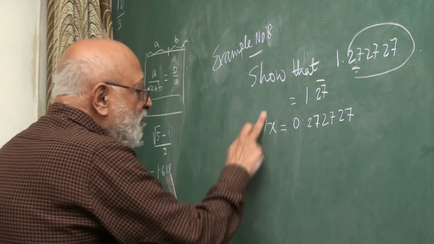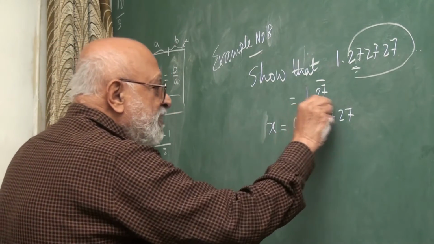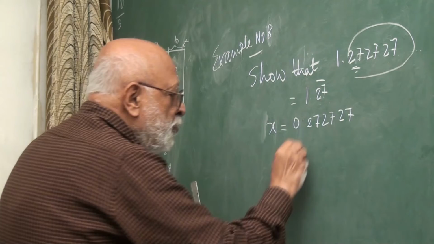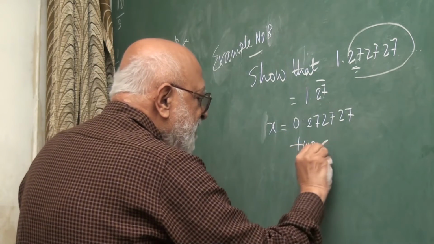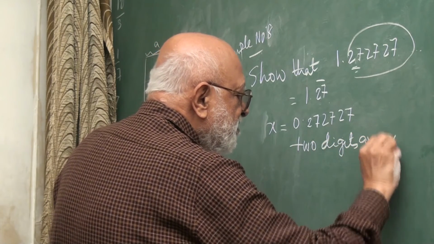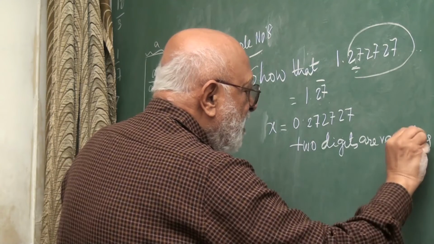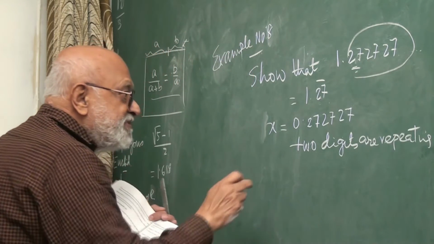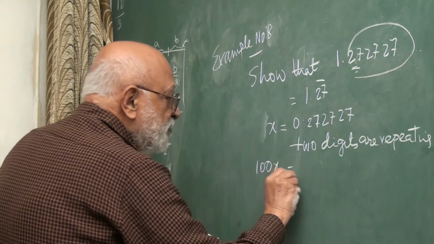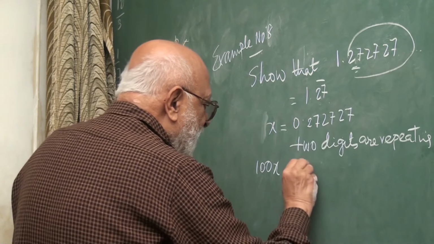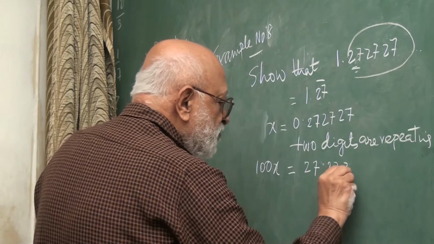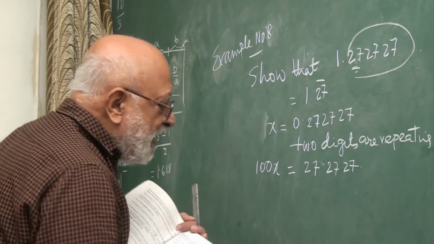Now multiply on both sides by 100, because 2 digits are repeating. So this time, since there are 2 digits, I have multiplied by 100. So this would be 27.2727, right?